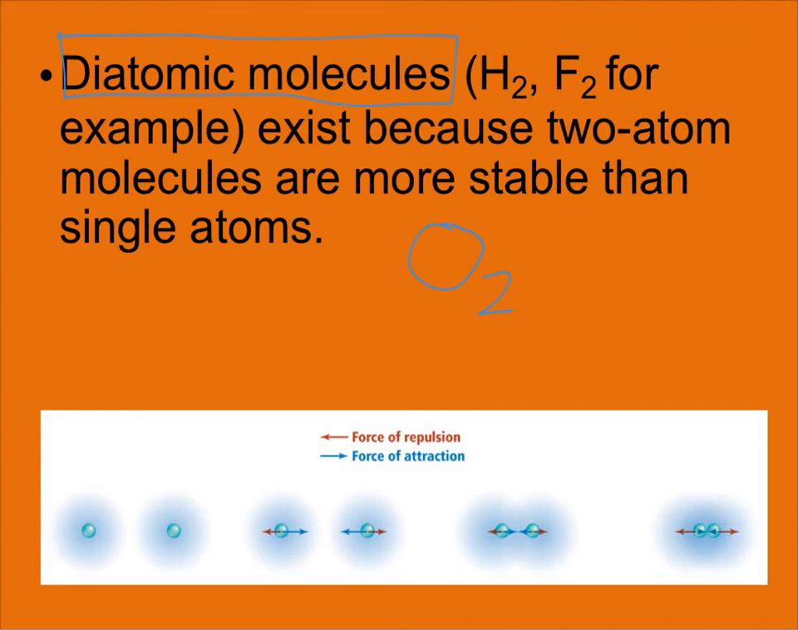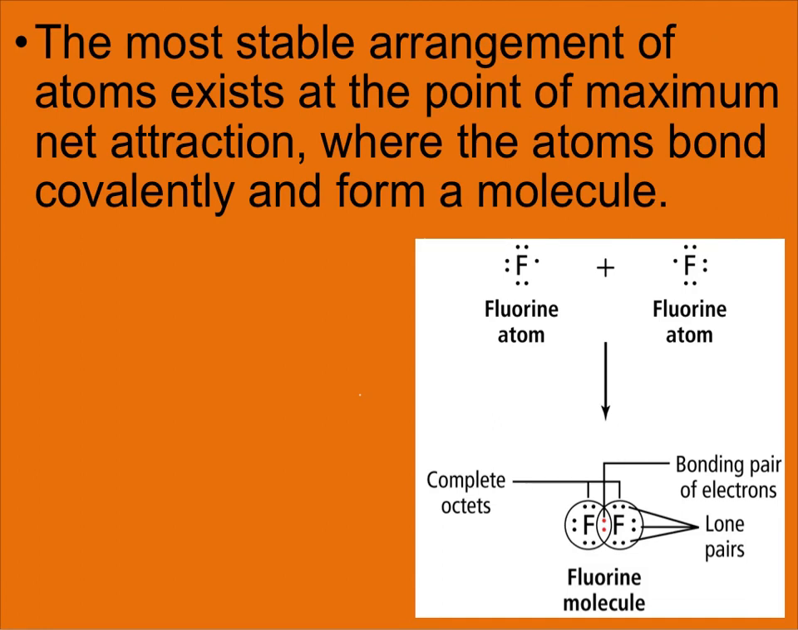Okay, part of this is down here with the forces of repulsion and attraction. Not only are these being attracted to each other so that they can share electrons and be more stable with 2 full octets, but also you have a force of repulsion pushing them away from other things, which even makes them come together with a stronger force. The most stable arrangements of atoms exist at the point of maximum net attraction, where the atoms bond covalently and form a molecule. So here we're taking the example of fluorine.